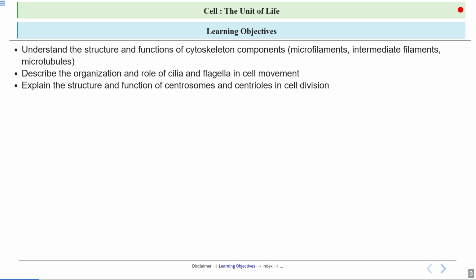We'll also understand the structure and function of centrosomes and centrioles in cell division. So we'll be understanding the role of centrosome and centrioles in cell divisions. You must have studied about mitosis and meiosis. So we'll be studying about their roles in the cell division. We will also identify their roles in cellular organization as well as in movement.